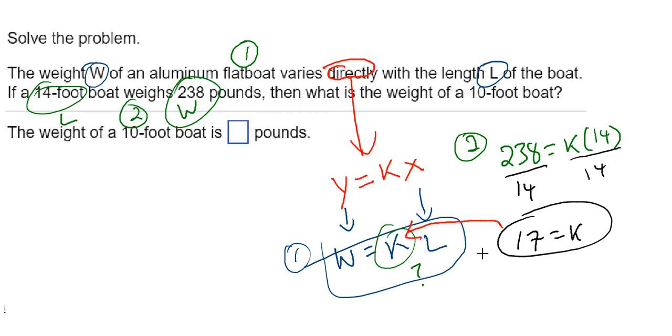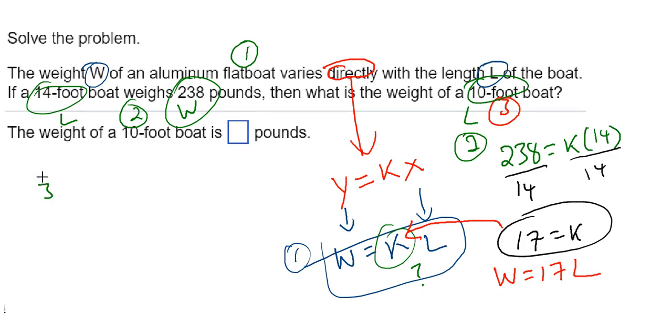So we're going to plug it into our formula, and that gives me that w equals 17 times L. So that is our equation that we can now use to answer this question. So here's level 3. What is the weight of a 10-foot boat? They're giving me the value for L, right? It's 10 foot, and I can find W by plugging that into the formula here.